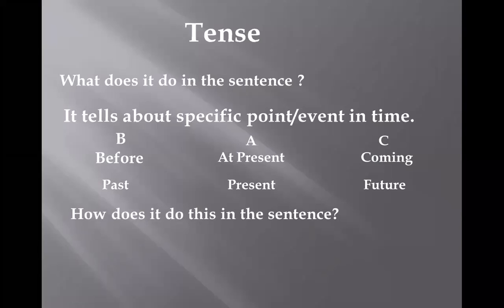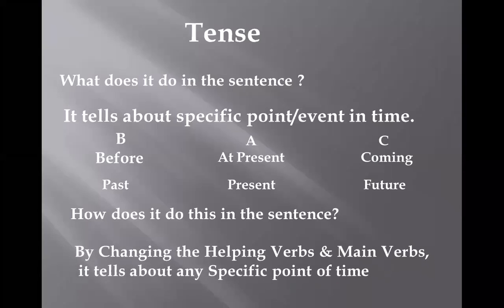Now, what we need to understand, the first question we got, what does it do in the sentence? We got the answer. It tells about a specific point, event in time. Ultimately, the tense is the time, and the time we have understood as ABC: present, past, and future, like at present, before and coming. Now, the next question stands before us: how does it do this in the sentence? How should we understand? How should we concentrate? We can understand how it does in the sentence. Let's see. By changing the helping verbs and main verbs in the sentence.